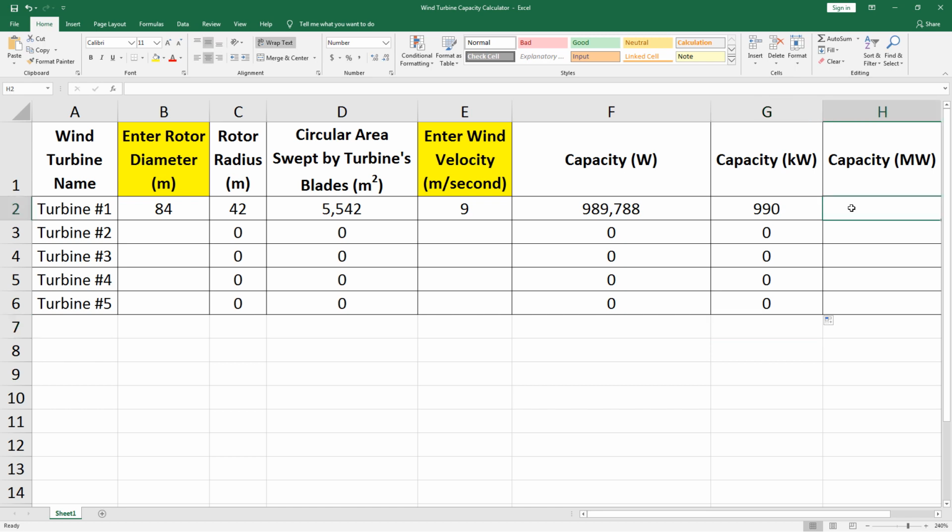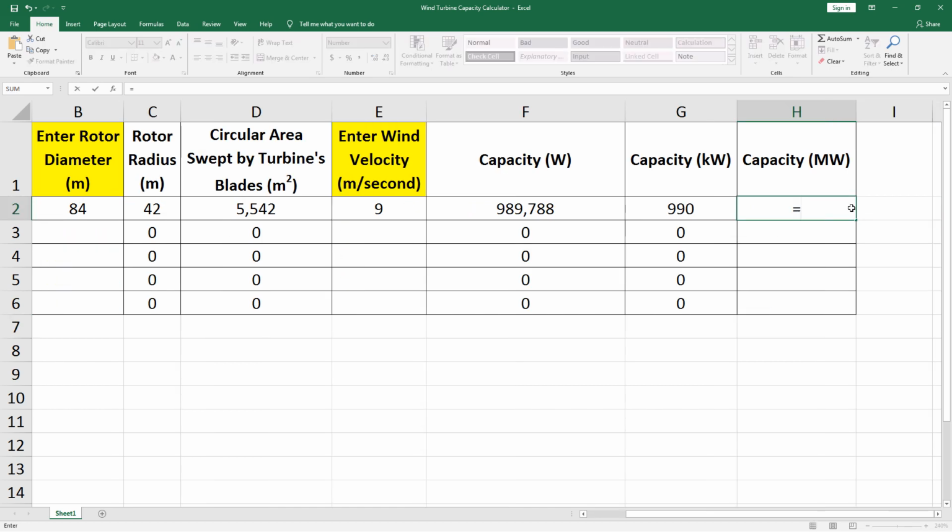In cell H2, type an equal sign, then click on cell G2, then type a /, then type 1000, and then hit the Enter button on your keyboard. Notice that Excel calculates the answer to the formula, and also notice that Excel's formula bar displays the formula.